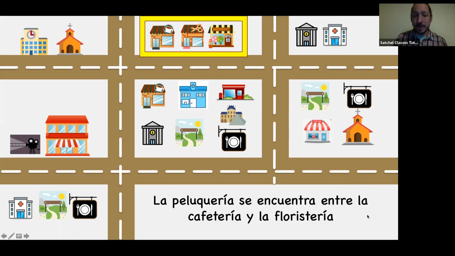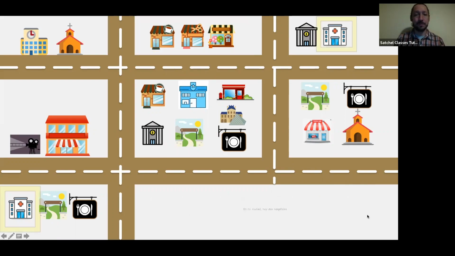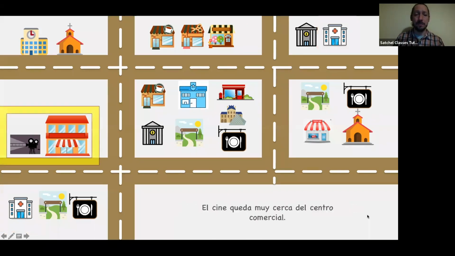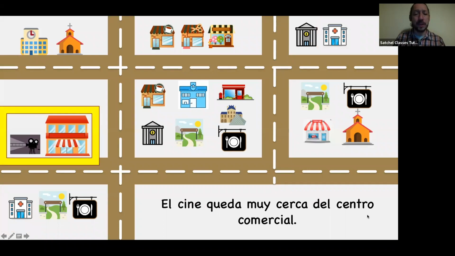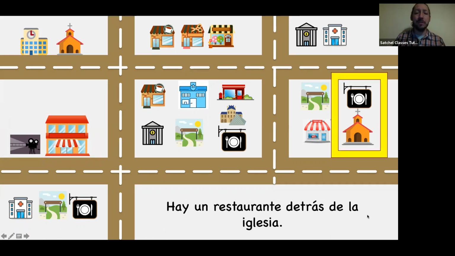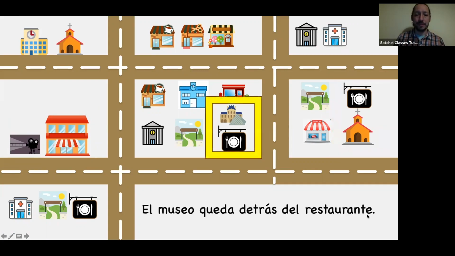La peluquería se encuentra entre la cafetería y la floristería. Okay, that's good. En mi ciudad hay dos hospitales. Remember that you can actually include that you have more than one place in your city. El cine queda muy cerca del centro comercial. Hay un restaurante detrás de la iglesia. El museo queda detrás del restaurante.